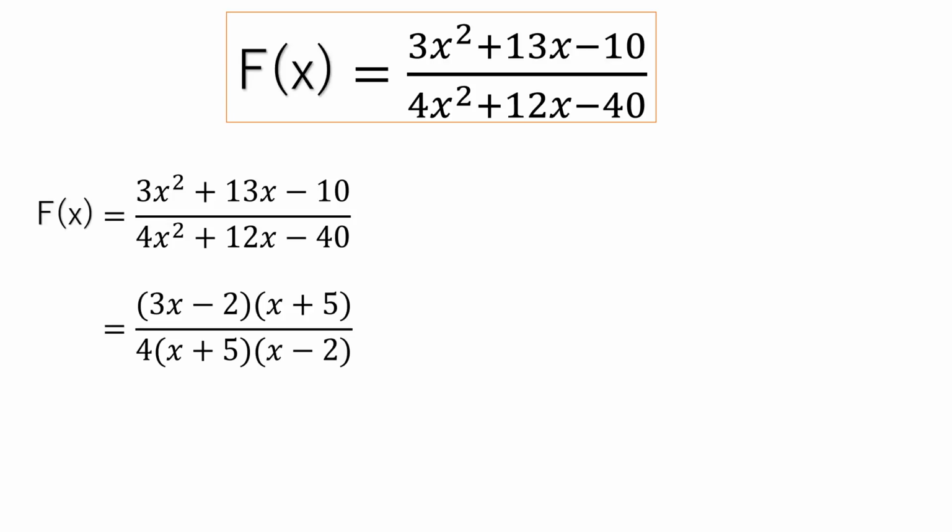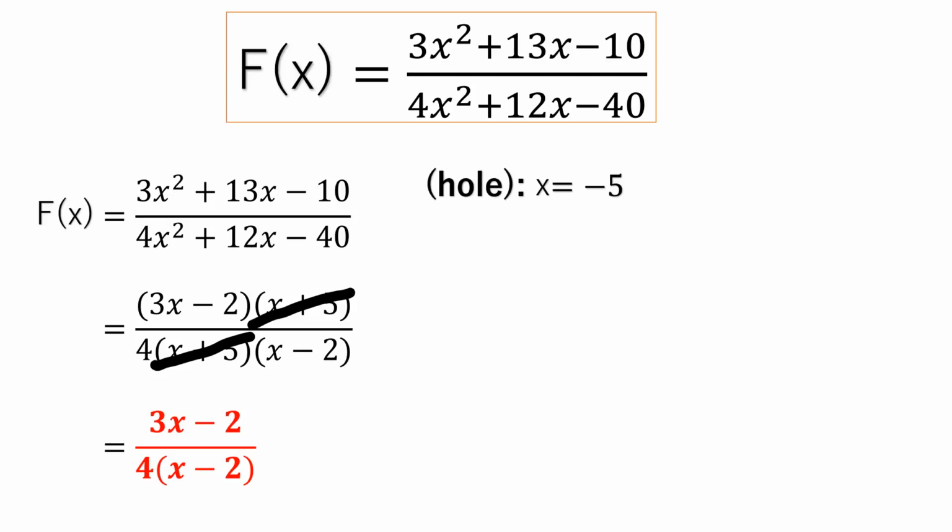When you factor this function, you will find the same equation in numerator and denominator. In this case, x plus 5. So you can cancel this, and then that is gonna be a hole in the graph later. So the final simplified function is (3x - 2) over 4 times (x - 2).